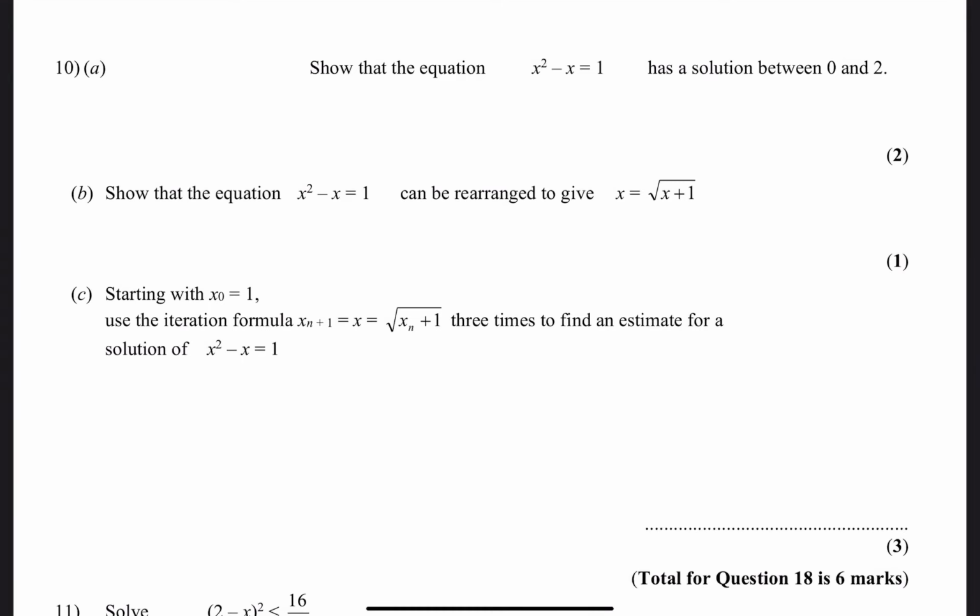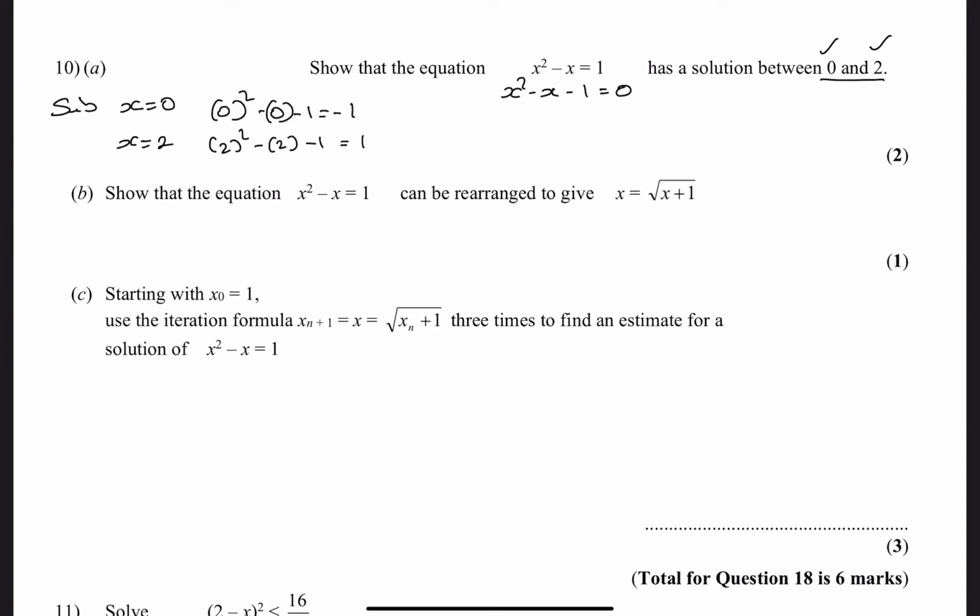Okay, question number 10, still iteration anyways. If you've got to show that a solution lies between 0 and 2, but remember, make sure it's equal to 0. So x squared minus x, bring the plus 1 to the other side, minus 1 equals 0 now. So we will substitute x is 0, so 0 squared minus 0 minus 1, that's minus 1. Now substitute the other one, x is 2.